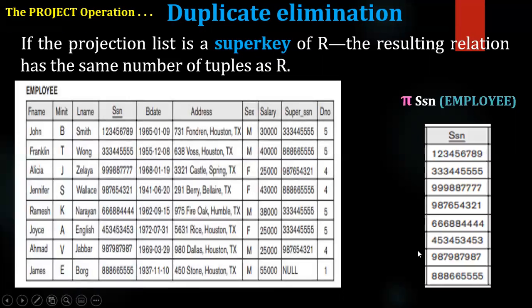In the previous examples, for salary and department number, duplicates are there, and department number is not a primary key or super key here. So the duplicate values will be removed because there is a possibility of having duplicate values. But if it is a primary key or a candidate key, there is no chance of having duplicate values. So the resultant relation contains the same number of tuples as the original relation. So this is about the project operation.